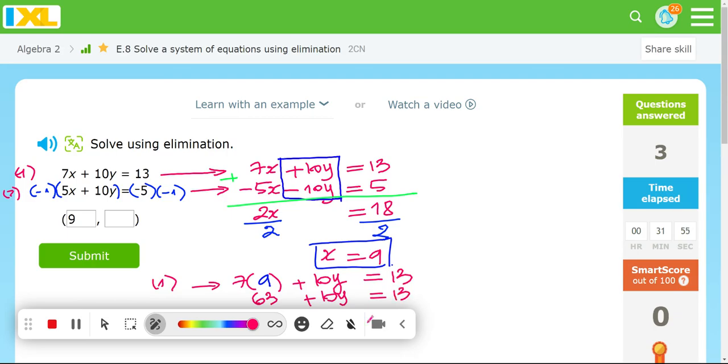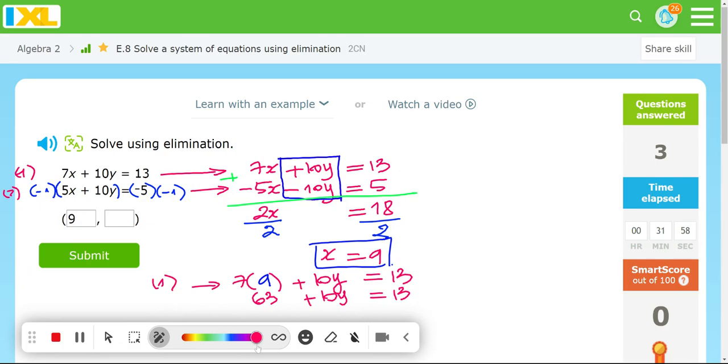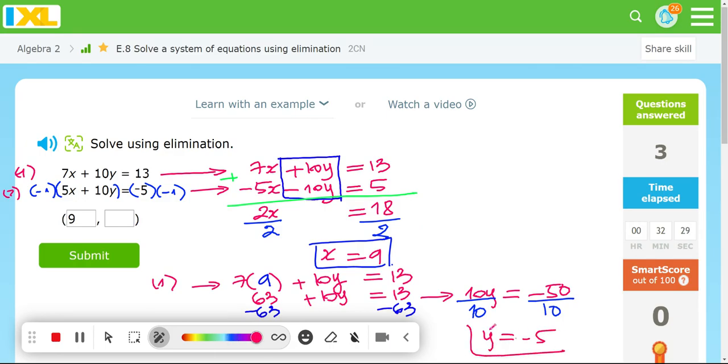What should we do next? Subtract 63 on both sides. So then you come out 10y equal, subtract 50. What's the last step here? Divide by how much? Only 10. So you should come out y equal negative 5. So negative 5, I should put in the box.